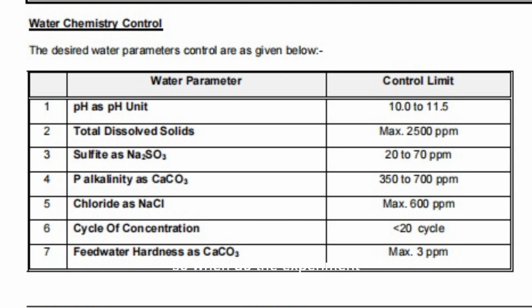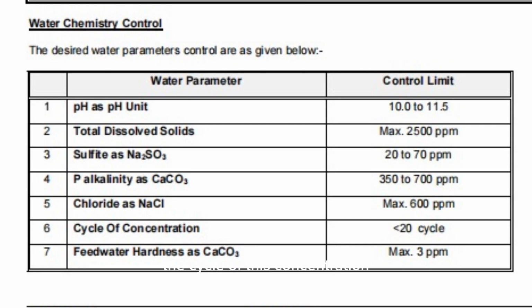So when doing the experiment, these are the water parameters. The pH, in pH units, has a control limit of 10 to 11.5. The dissolved solids maximum is 2500 ppm, and next the sulfite is 20 to 70 ppm, the alkalinity is 350 to 700 ppm, and then the chloride maximum is 600 ppm.